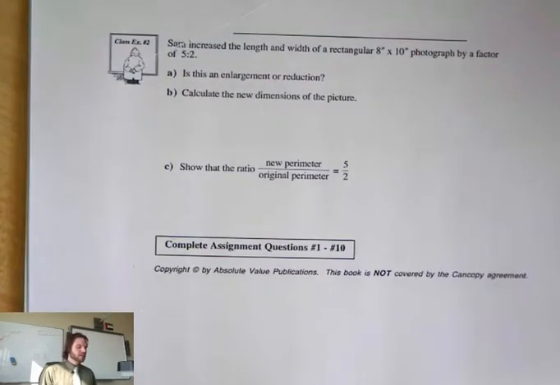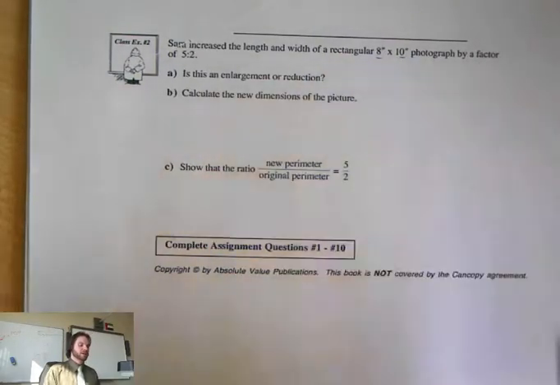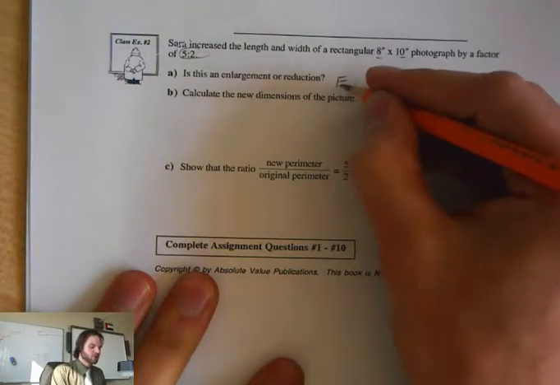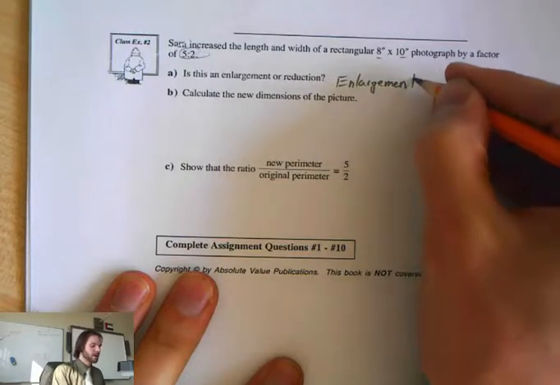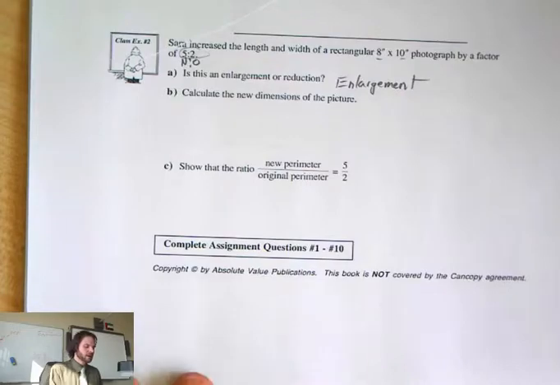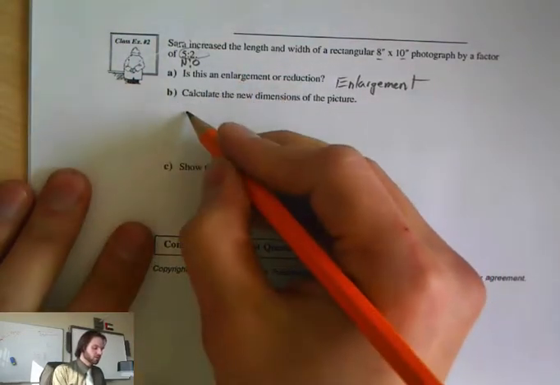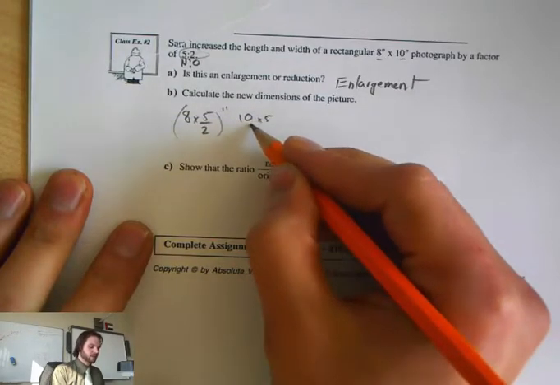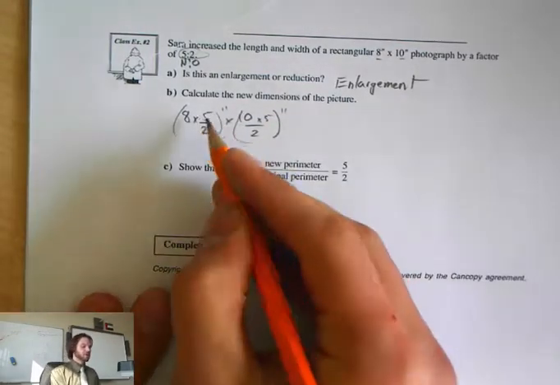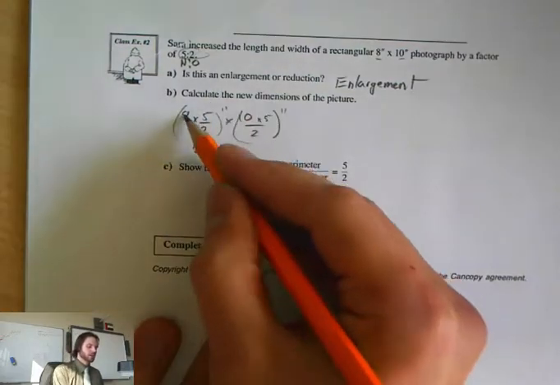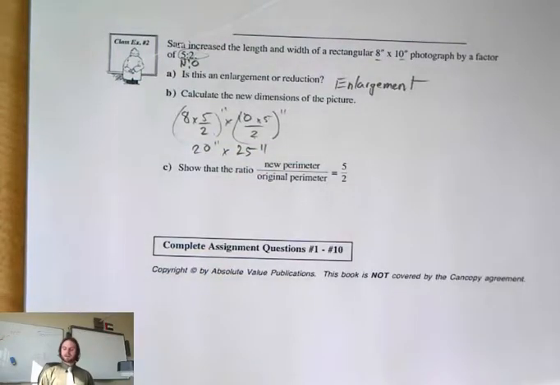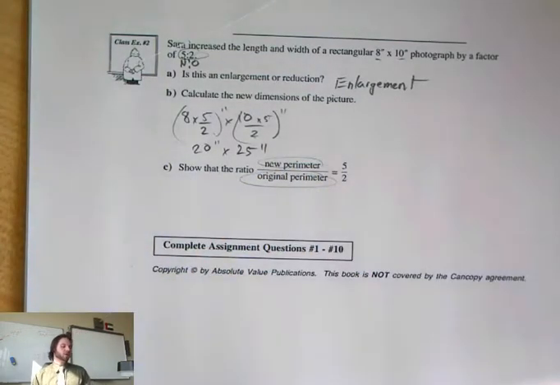Let's take a look at the next one here. It says, Sarah increased the length and width of a rectangular photograph of 8 by 10 by a ratio of 5 to 2. So she increased it. The ratio is 5 to 2. Is this an enlargement or a reduction? This is an enlargement. Why? Because this is my new, this is my old. New to old. Okay? Calculate the new dimensions of the picture. So it's going to be 8 multiplied by 5 divided by 2 inches. And then we're going to have 10 multiplied by 5 divided by 2. So what does that give me? I'm going to end up getting 20, because 8 divided by 2 is 4 times 5 is 20 inches by 25 inches. And that is my new dimensions.